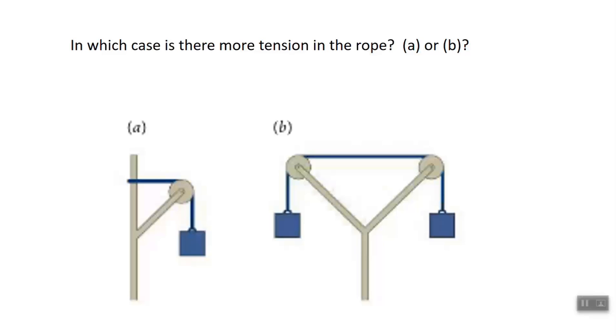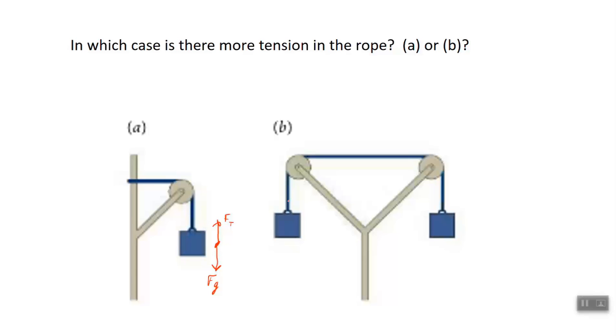In which case is there more tension in that rope? Remember, tension is the force that pulls on the weight. Remember, if we did a second law free body diagram, we would have the force of gravity of that weight going down, and the force of tension going up. And if the weight doesn't go anywhere, which it clearly doesn't, those are equal and opposite. So in A or B, do you have more tension in the rope?